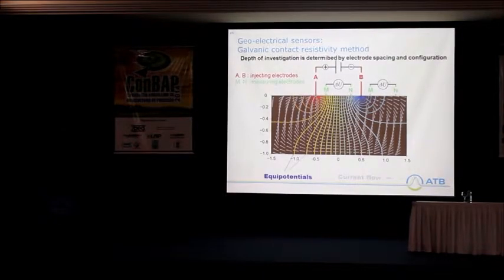The other approach is the galvanic contact resistivity method. You use 2 injecting electrodes, which put the current into the soil, and you have 2 measuring electrodes, which measure the voltage drop. You can add another pair of measuring electrodes, and if you vary the spacing, you get readings from deeper depth.